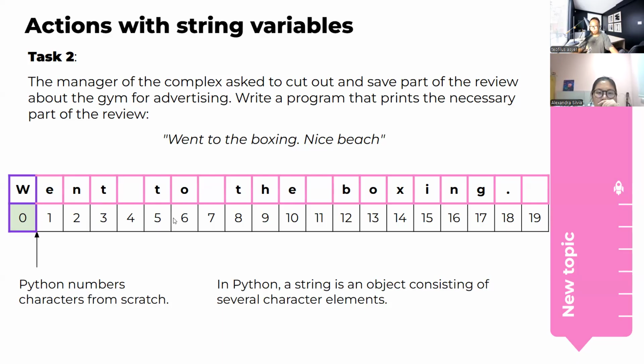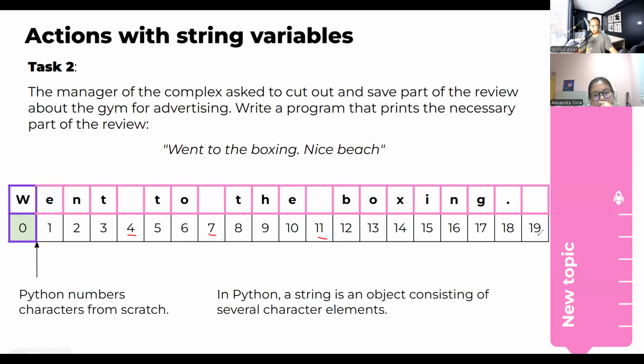As you can see, the reason why the space has an index in here, here and here, and also in here, is because this is actually counted as a character. Do you get it? And also the dots.